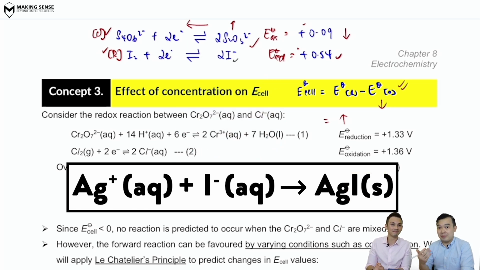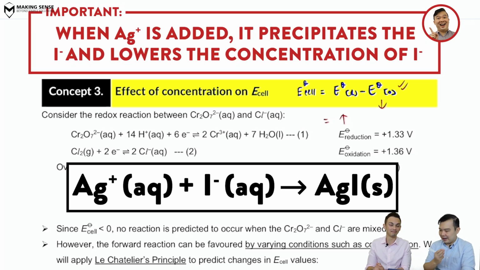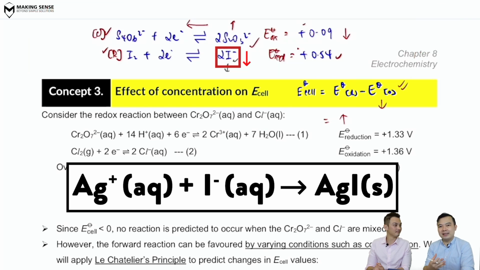So that is the main culprit. We are changing concentration, and in this case, we're going to decrease the concentration of I minus. And LCP tells us that we are going to counteract this change by increasing the I minus. And that will mean that you're going to favor the forward reaction, right?